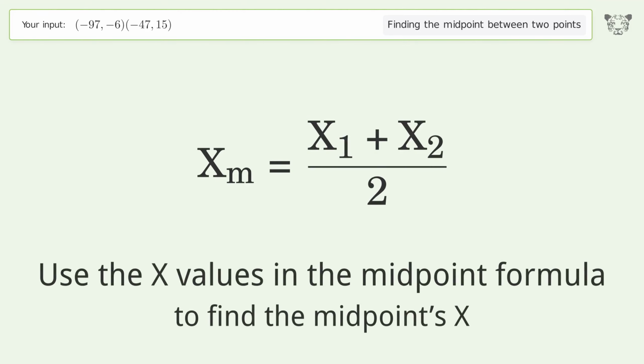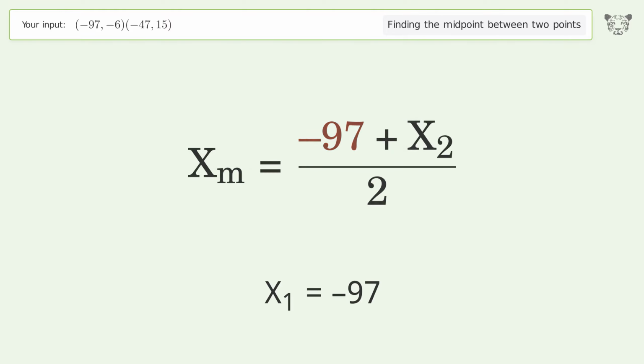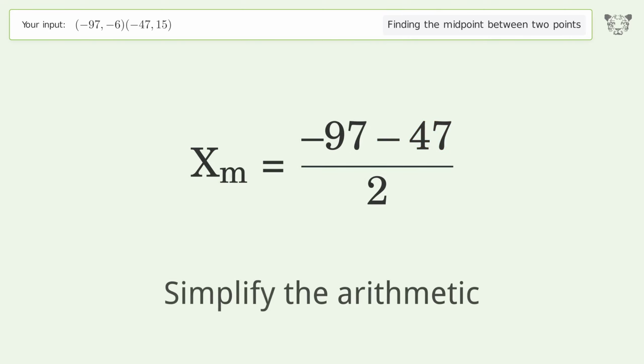Use the x values in the midpoint formula to find the midpoint's x. x1 equals -97. x2 equals -47. Simplify the arithmetic.